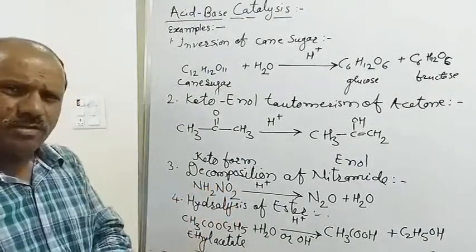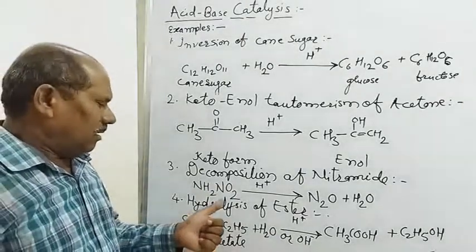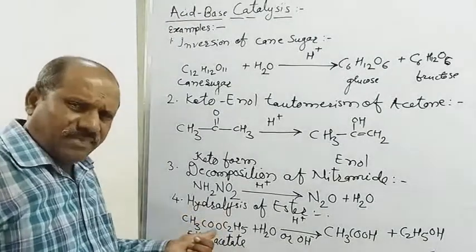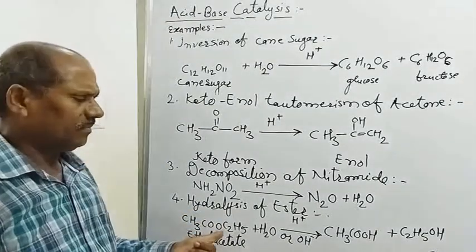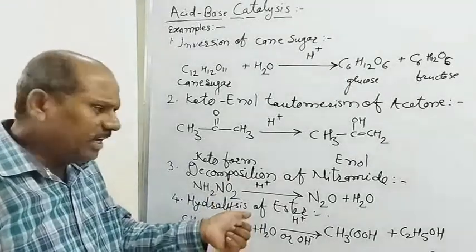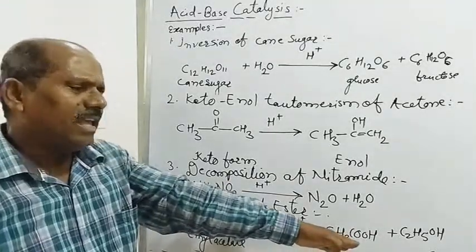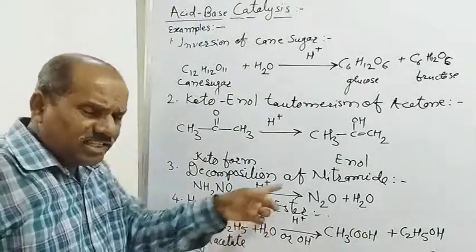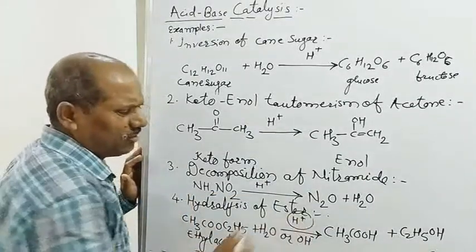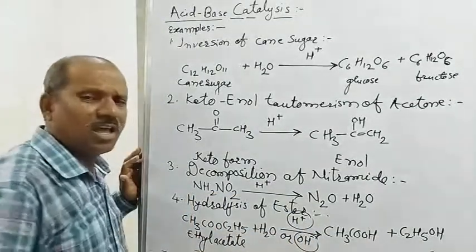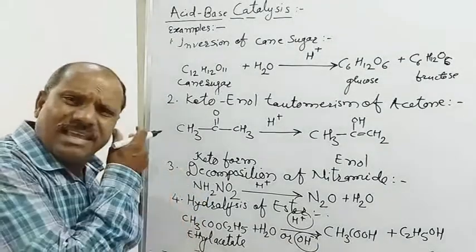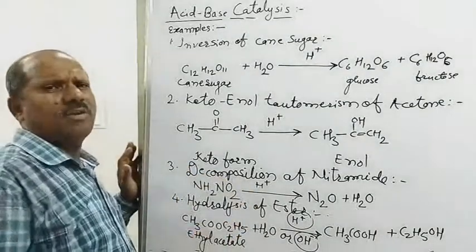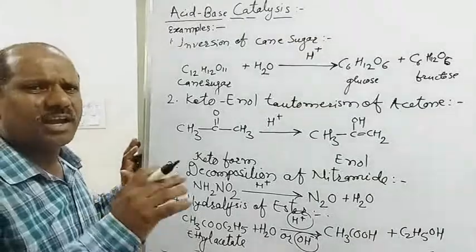Means in this reaction of the hydrolysis of ester, that is RCOOR', example of ester is ethyl acetate, which upon hydrolysis gives acetic acid and ethyl alcohol or ethanol. In this reaction, H plus or OH minus ions are used as an acid base catalyst, and hence it is also an example of the acid base catalysis.